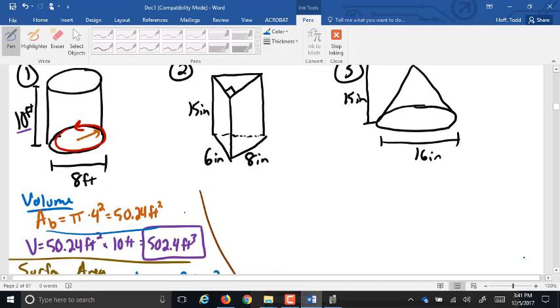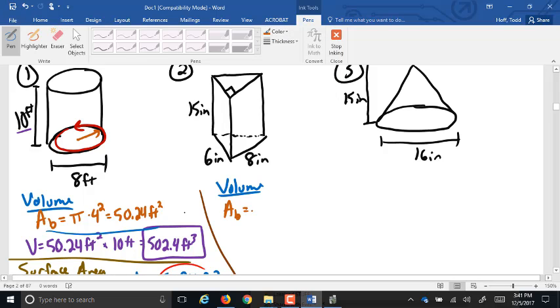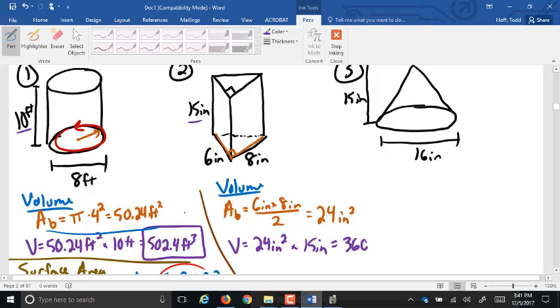Okay, so number 2. First thing we need to do in finding the volume is to find the area of the base. This is a triangle, a right triangle that's 6 by 8. So it's 6 inches by 8 inches divided by 2, or 24 square inches. So then the volume is found by taking that 24 square inches times the height of 15, which gives us 360 cubic inches. Any questions on the volume for that one?